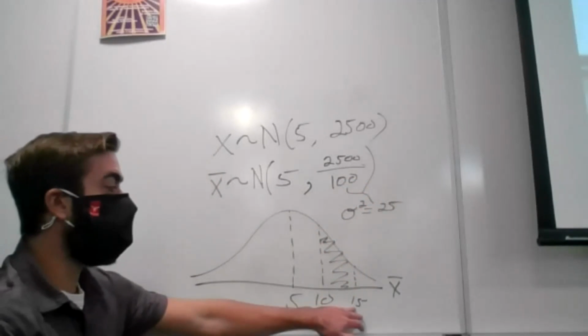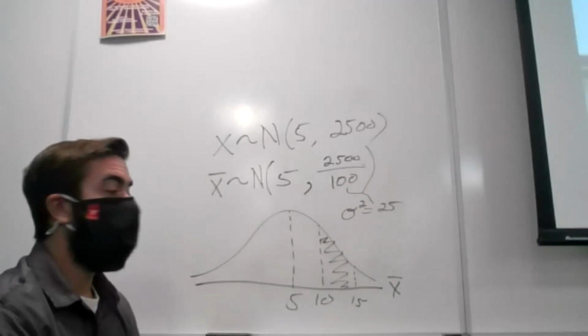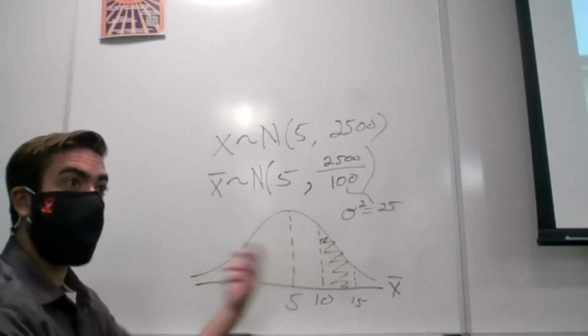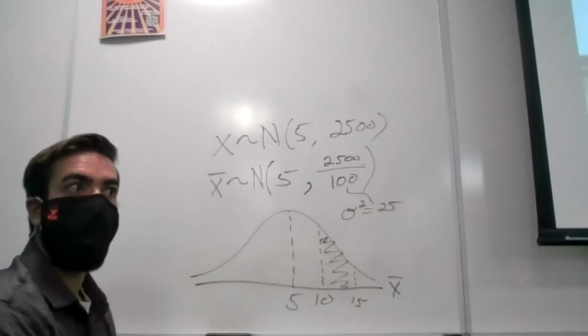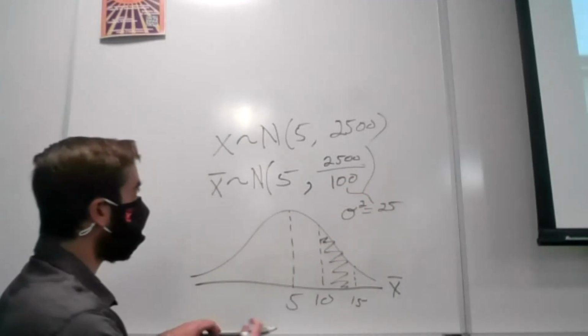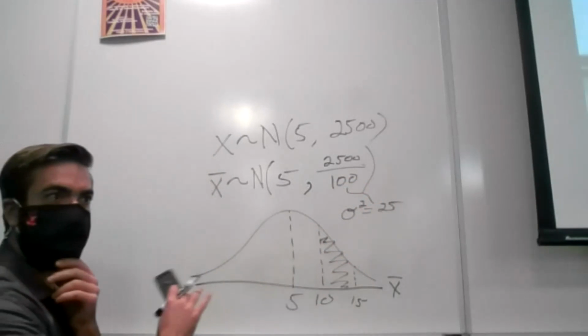I need to convert these into z-scores. Once I convert those into z-scores, I can find the probability to the left of each one of those z-scores. And then my final step would be, and I'll give you a second if you're writing this down, to write this down.